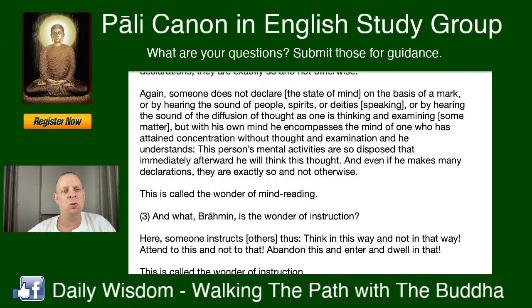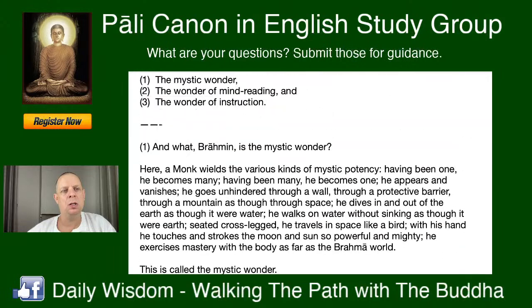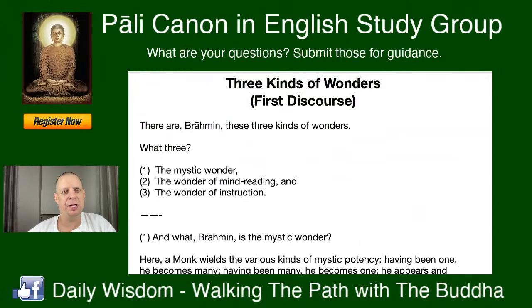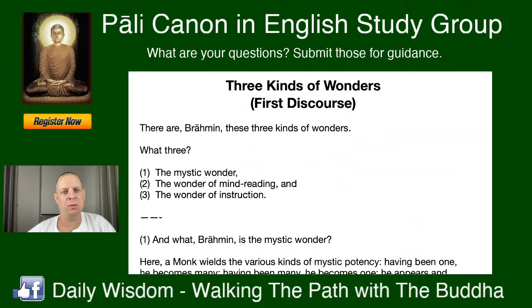All right. Thank you, Miranda. So what we're going to start learning about in this book, which is very interesting and something we haven't really talked a whole lot about in this program, is these special abilities that start being acquired as part of moving the mind closer to enlightenment. As you eliminate pollution of the mind, you might observe certain special abilities, as I call them. Here, the Buddha's calling them the wonder of mystic powers, the wonder of mind reading, the wonder of instruction.